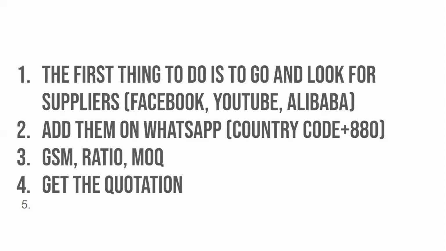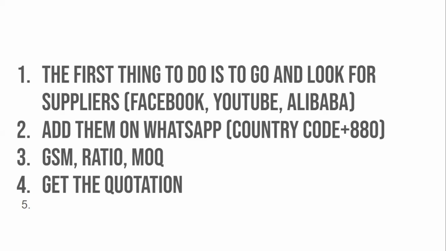Now, when you chat them on WhatsApp, you send them the picture of what you want to buy. You do a video with them. They show you the clothes that you have shown them the picture of and that you want to buy. They record a video for you. They show you how many they have in stock, and then you ask them for the GSM of the clothes, the ratio of the clothes, the MOQ, and the price of the clothes. You get their quotation. The quotation involves the GSM, the ratio, the MOQ, and the price.